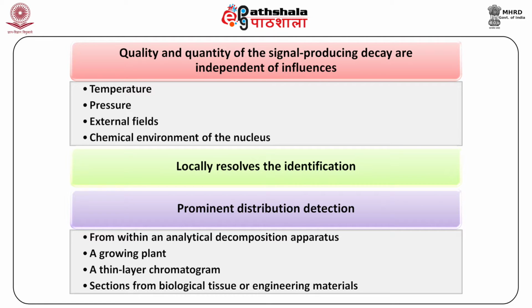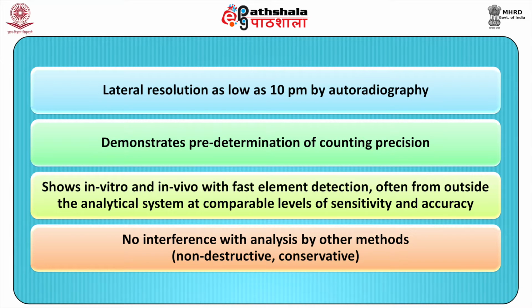Prominent distribution detection, for example, from within an analytical decomposition apparatus, a growing plant, a thin layer chromatogram or sections from the biological tissue or engineering materials. It has a lateral resolution as low as 10 picometer by autoradiography. It demonstrates predetermination of counting precision.